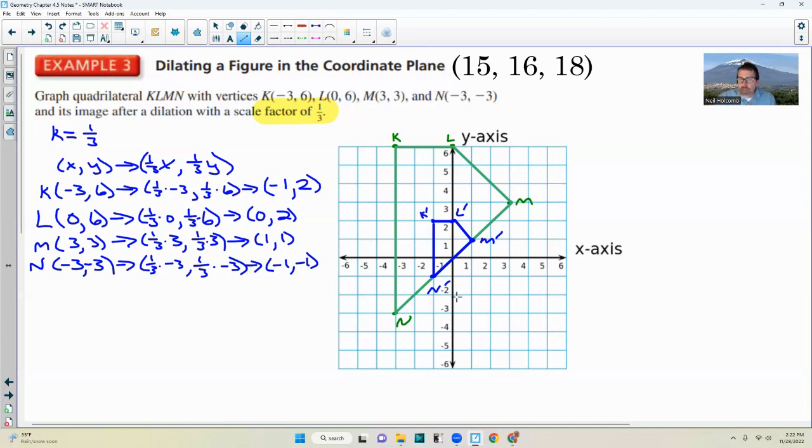KLMN. All right, so now after example 2 and 3, you should be able to do numbers 15, 16, and 18.